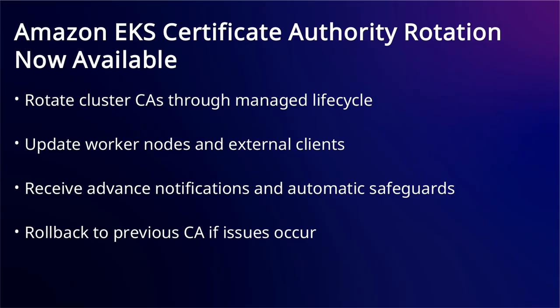The service provides advanced notifications before expiration, automatically appends a successor CA if you don't create one, and activates it on schedule if you don't. You can roll back to the previous CA to resolve any issues during the transition. EKS Auto Mode instances and Fargate nodes update automatically, though you still need to update external clients. You can initiate rotation using the AWS CLI, EKS APIs, CloudFormation, or the console at no additional cost in all commercial AWS regions.